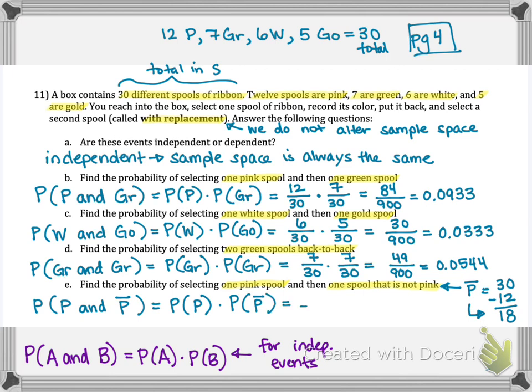So again, denominators first. Start over 30 because we are not changing our sample space. And first, we select the pink ribbon, and then we select one that is not pink, or the complement of that. And if we multiply across, we get 216 over 900, or, again, I don't know what happened. Apparently I stopped recording, but if we multiply across, we get 0.24 as our decimal final answer. Okay? Great job keeping up with it. There's only one more example we're going to go over today.